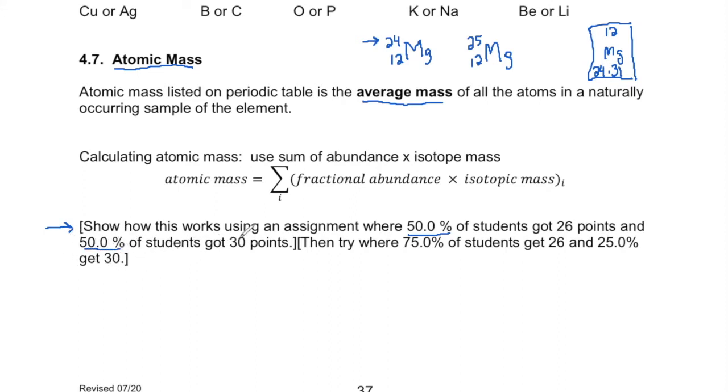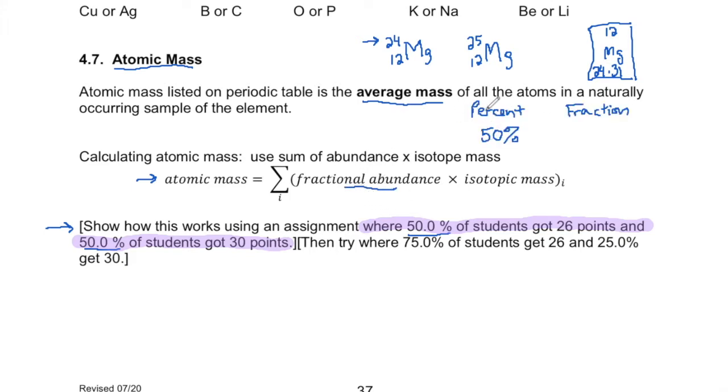If you know that half got 26 and half got 30, you could probably just think in your head that, well, it's probably halfway in between 26 and 30. The average is probably 28. But you can also use this formula. So what is this formula saying? What is the fractional abundance?